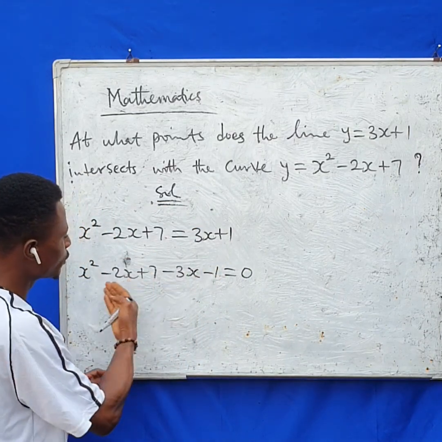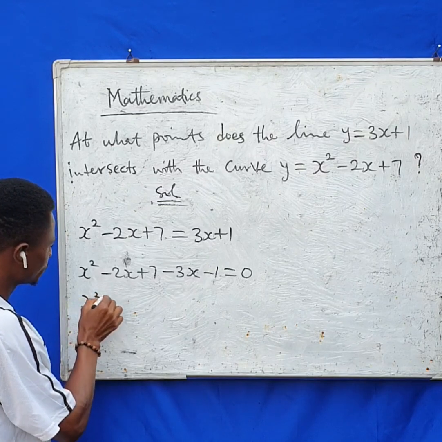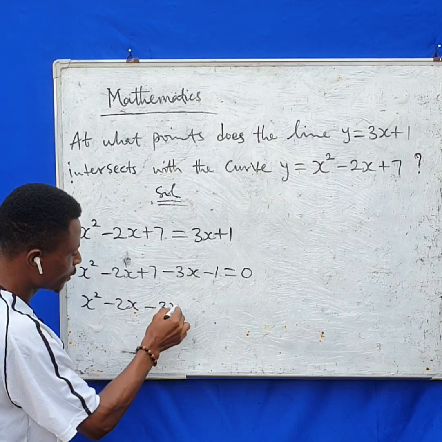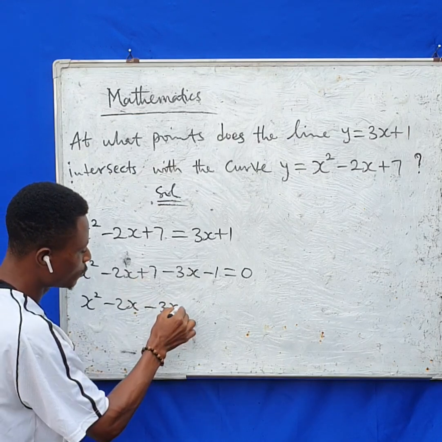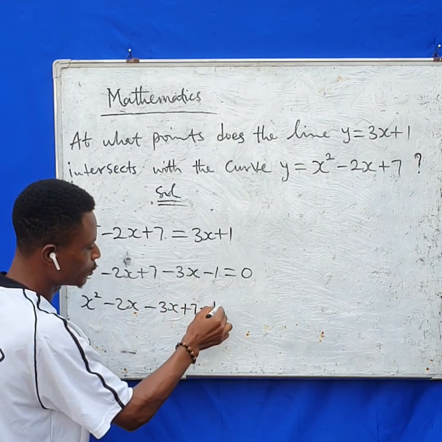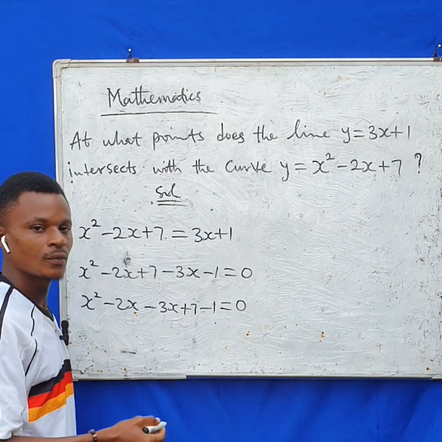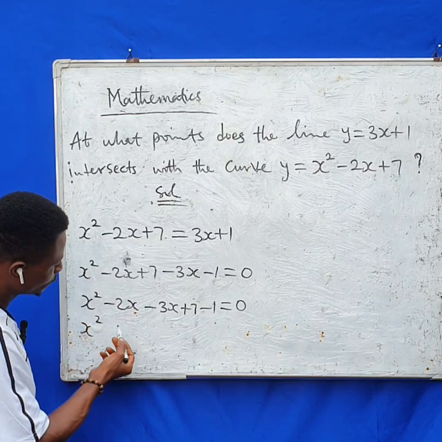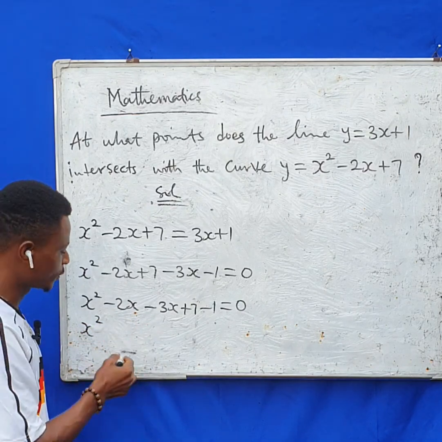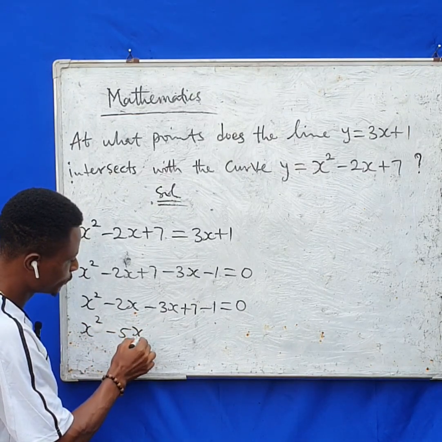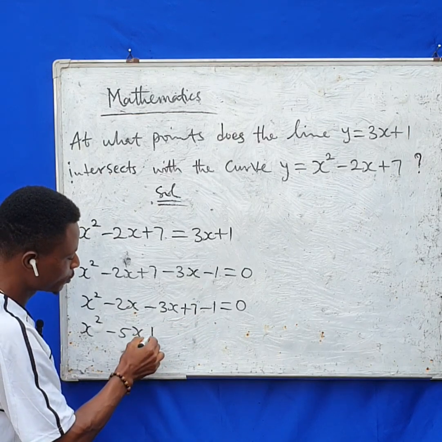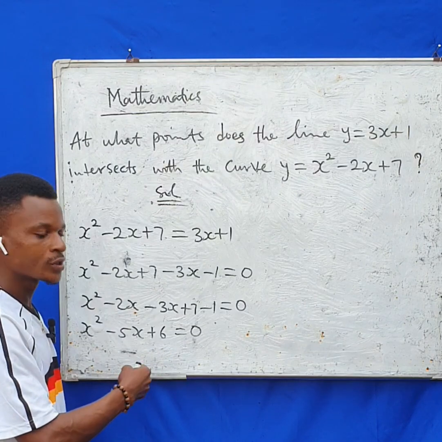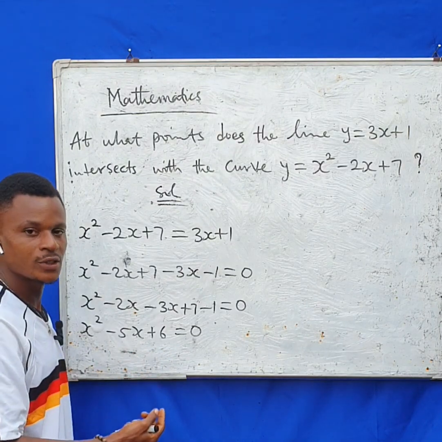After you have done that, let us rearrange this. We have x squared minus 2x, let's bring this one, minus 3x, then here we have plus 7 minus 1 equal to 0. After that, let us add this. We have x squared, minus 2x minus 3x is minus 5x, plus 7 minus 1 is plus 6, equal to 0. This is a quadratic equation. Let us solve this quadratic equation by factorization method.